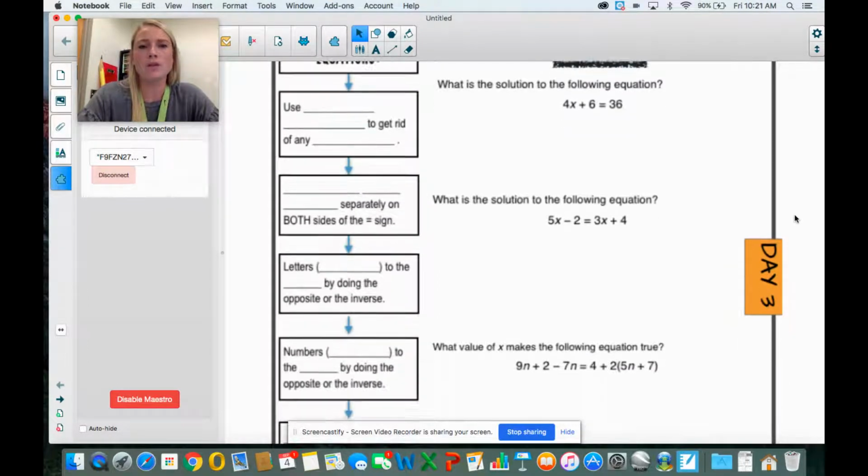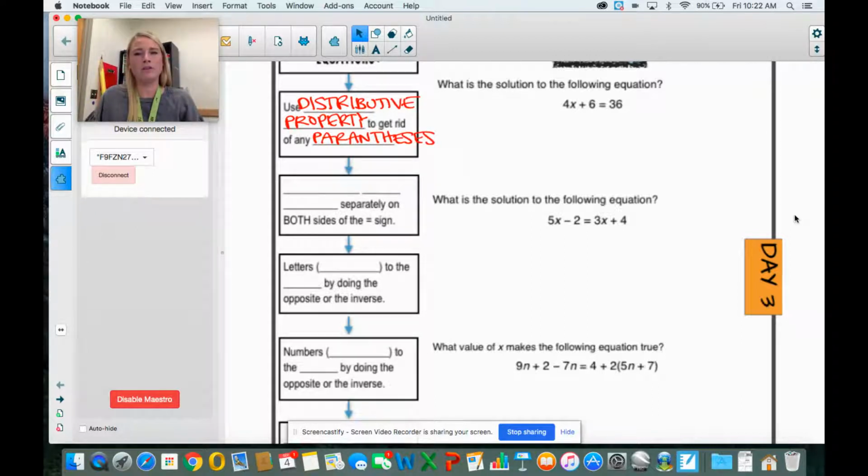Okay, so first step. In the "we will" statement, it talked about the distributive property. So I have to use the distributive property first to get rid of any parentheses. And you can check my spelling on parentheses. Hopefully I spelled it right. Okay, so that's step one. If I see any parentheses, I have to do that first.